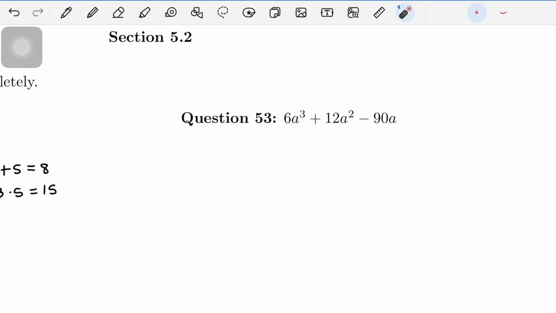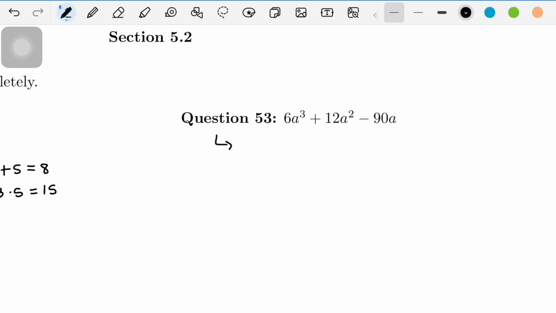Now, this question here is a perfect example of why it's always a good idea to first try to factor these polynomials by pulling out a greatest common factor. This expression might seem complicated at first. We have a cubed and a squared term, but we'll see that by pulling out the greatest common factor, it actually makes the resulting polynomial an easily factorable expression.